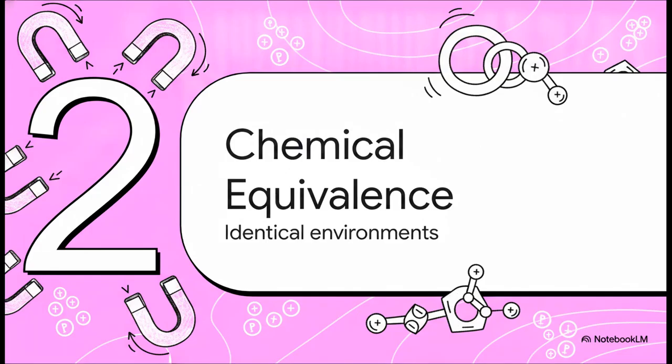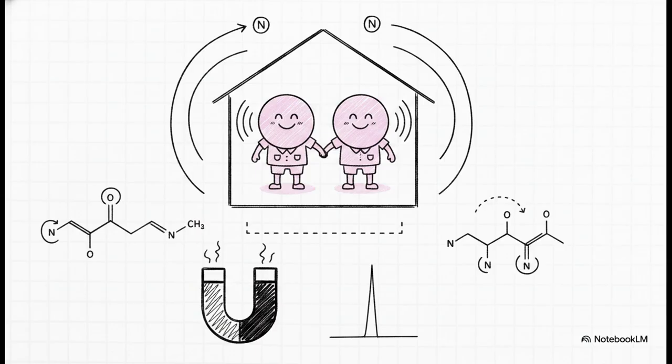Moving right along to Section 2. What is chemical equivalence? All right, now that we've got our magnets spinning, let's set our baseline expectation for molecules with multiple protons. Chemical equivalence simply means you've got protons hanging out in completely identical chemical environments. Think of them like identical twins living in the exact same house. They experience the exact same average magnetic environment.